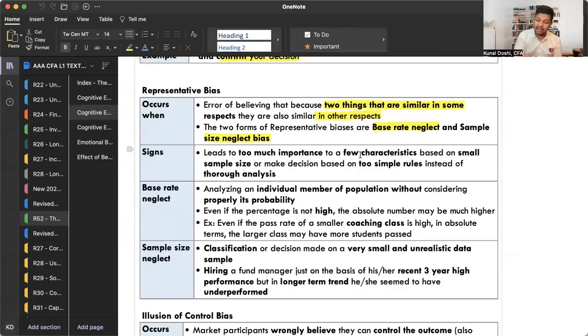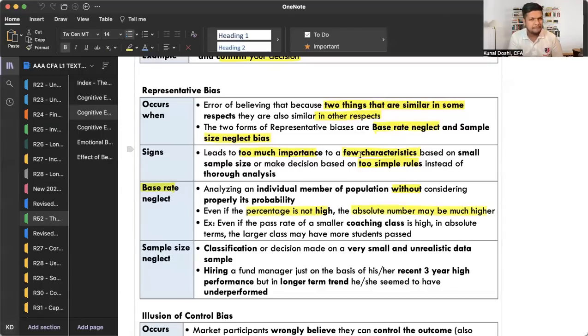What are the signs? The sign is that it gives too much importance to a few characteristics based on a small sample size. So based on some small characteristics, you make up a big judgment or make decisions on too simple rules instead of thorough analysis. So what is base rate neglect? Still, I'm sure you may not have got what exactly it is. It means analyzing an individual member of a population without considering properly its probability. Example, even if the percentage is not high, the absolute number may be much higher.